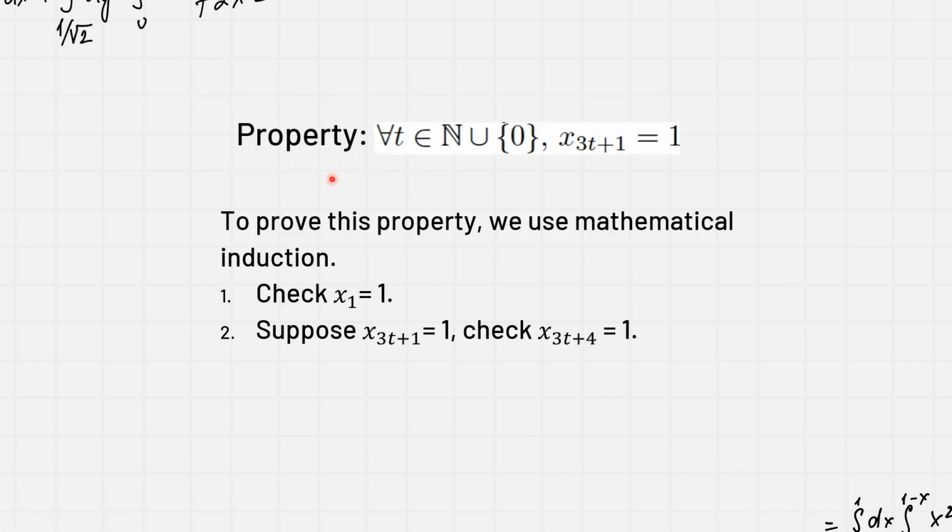Next, we have a property of this problem. For all t belonging to the non-negative integers, x_{3t+1} equals 1. To prove this property, we use mathematical induction. The general steps are as follows. First, we check that x1 equals 1 holds. Then, check that x_{3t+4} holds under the assumption that x_{3t+1} is equal to 1. And x1 equals 1 is defined in the setting of the algorithm we mentioned in the previous slide. So the first step is checked.